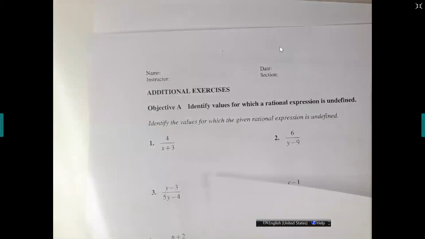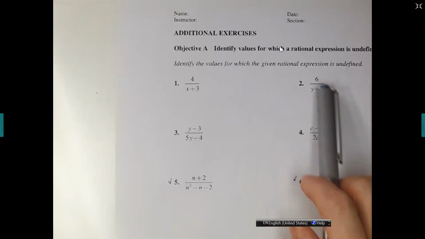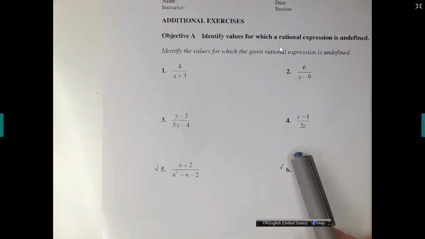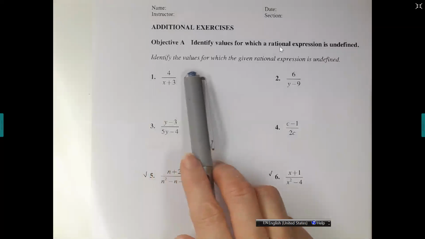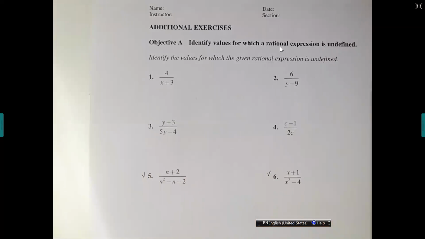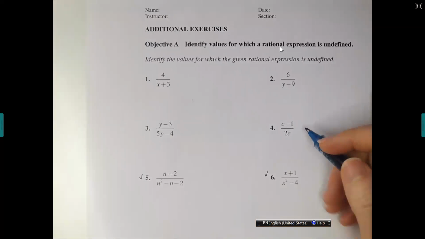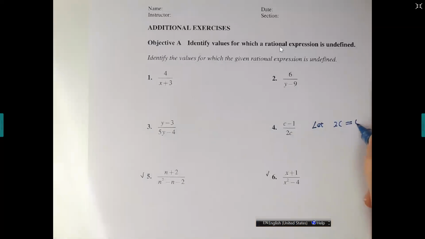Practice. I'll give you a few problems to practice here. So let me start. The first few are pretty simple. Now let's look at number 4. So the problem is identify the values for which the given rational expression is undefined. So if this expression is undefined, what do we do? We just let the denominator be 0. So 2 times c equals 0. Now can we solve for c?